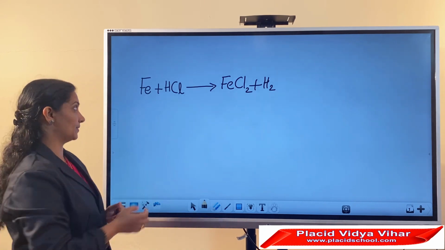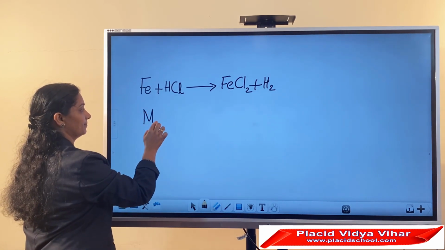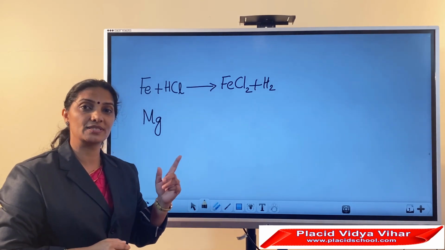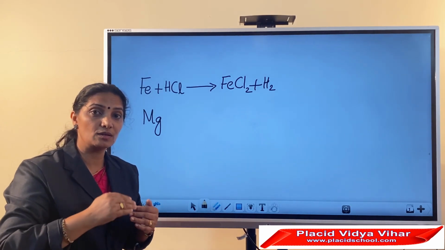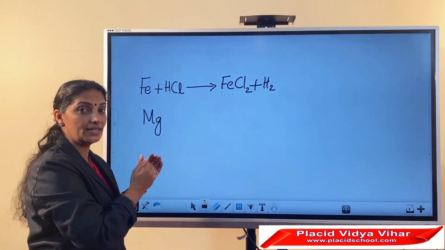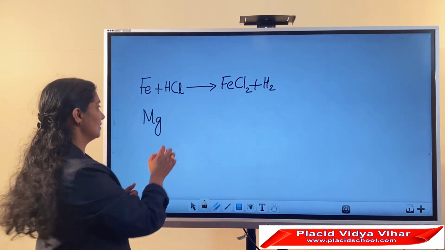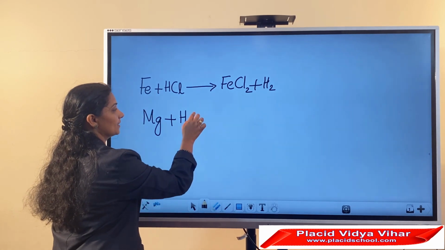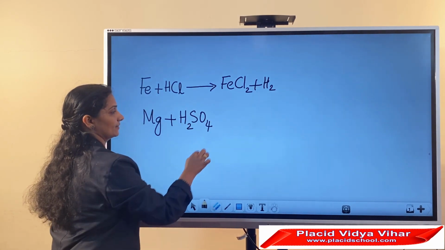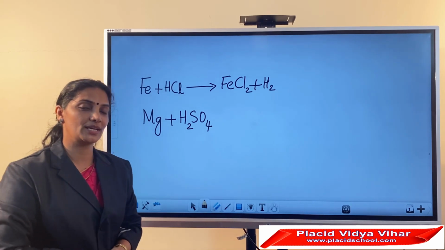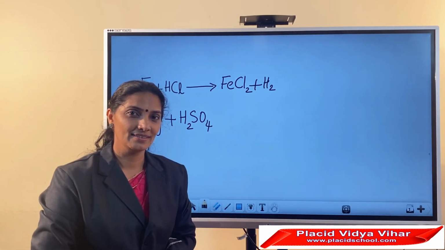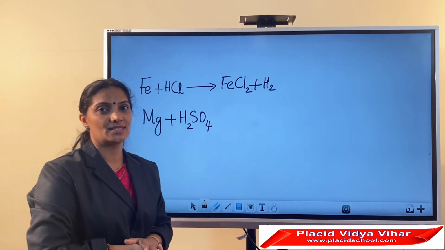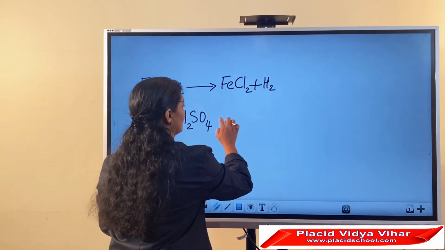Consider another example. Magnesium. You have observed magnesium ribbon in the first video. Magnesium is in a coiled form. So we always say magnesium ribbon. Magnesium plus sulfuric acid. Can you guess what happens in this reaction? Whatever the salt, we always get hydrogen. So we can write hydrogen.